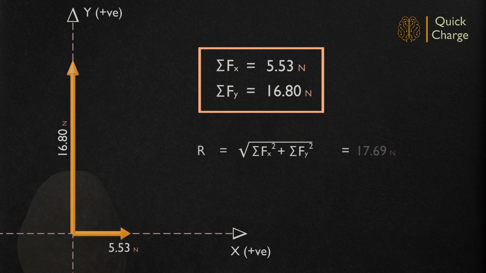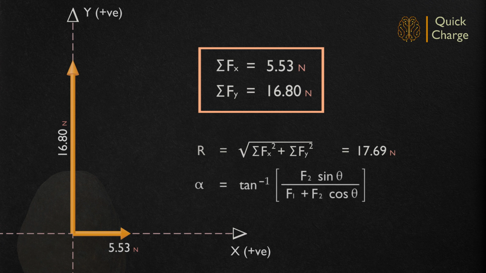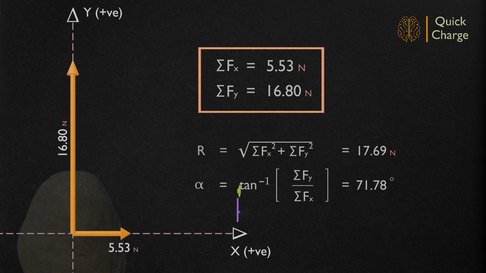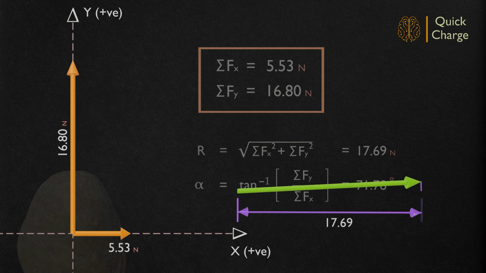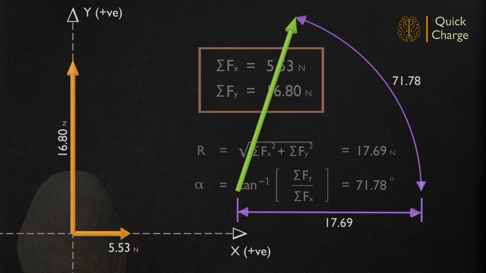While evaluating the orientation angle, cos 90 will be 0 and sin 90 will be 1. And the angle alpha will be arctan or tan inverse F2 divided by F1. So the orientation angle for the resultant will be tan inverse sigma Fy divided by sigma Fx. Now we have estimated the magnitude and direction of the resultant.